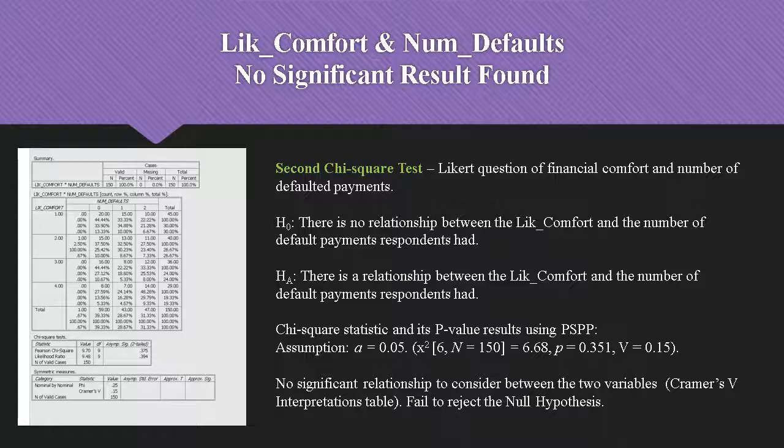Here's the formula that I have plugged in from the PSPP results on the left. Our Cramer's V is 0.015. Really, it's the same as the first test. There's no significant relationship to consider between the two variables, so we failed to reject the null hypothesis.